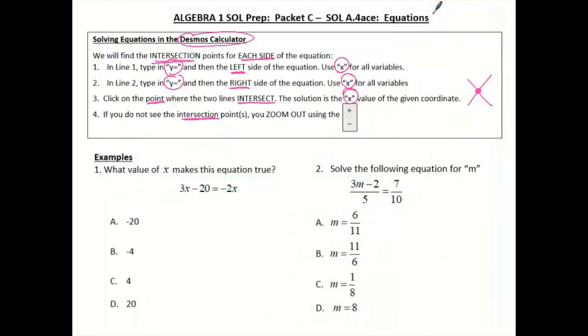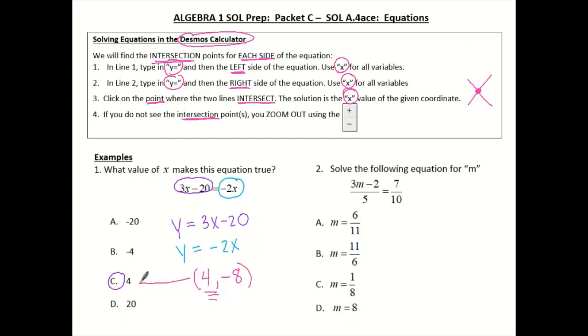So I'm going to come back to my page and check my multiple choice. And there is 4. Again, I did y equals this side of my equation, so 3x minus 20. And then I did y equals this side of my equation, which was negative 2x. When I typed those in, I got the coordinate point 4, negative 8. And I want to look at that x value. That is my solution.